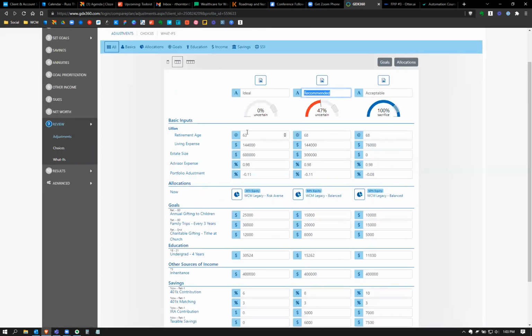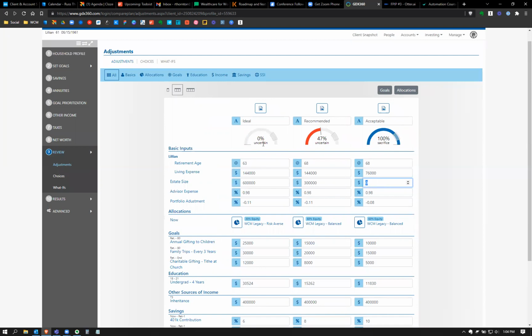So for example, we've got retirement ages, ideally at 63, acceptable at 68. Living expense, ideally it's $144,000 a year, acceptable at $76,000 a year. Ideally, Lillian is able to leave $600,000 behind at the end of her life expectancy. That is a liquid number, so that's in addition to real estate or personal property or any life insurance she might own at the time. Ideally, an acceptable version of that goal is 0, and then we go down the list.